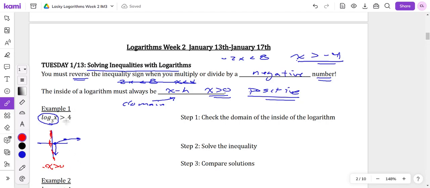Let's solve this. I have log base 3 of x greater than 4. How do I get rid of log base 3? I use base 3, and those cancel. I get x is greater than 3 to the 4th power, which means x is greater than 81. So all x values are greater than 81. Does this one work? Yes, because all x values have to be greater than 0.